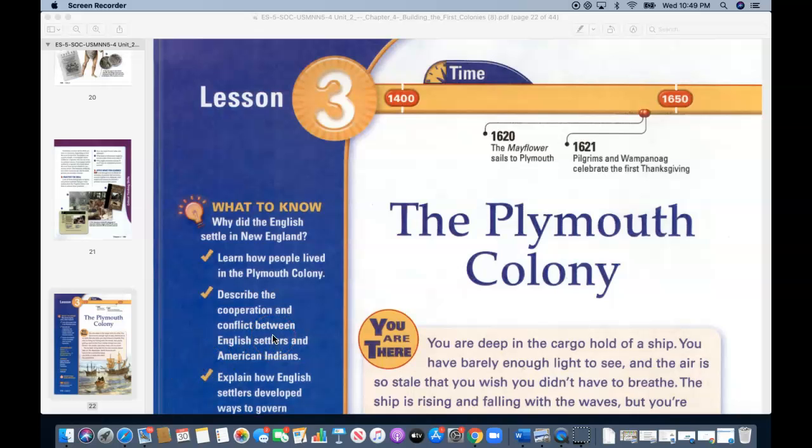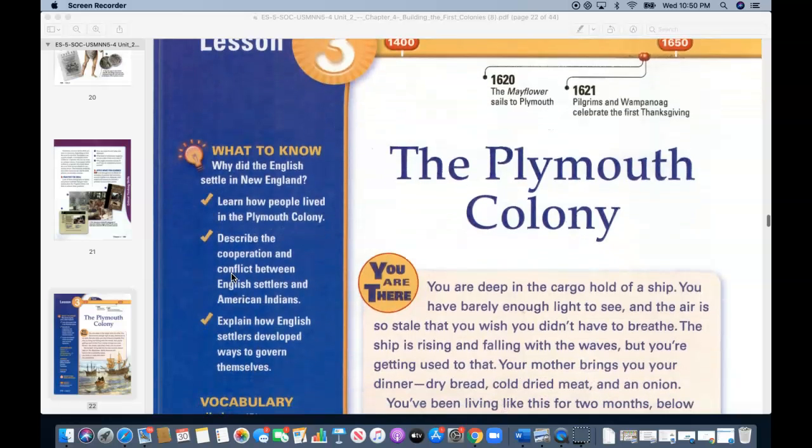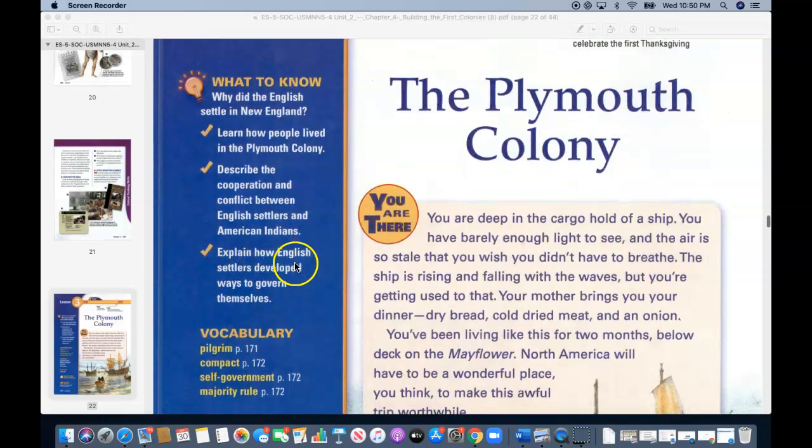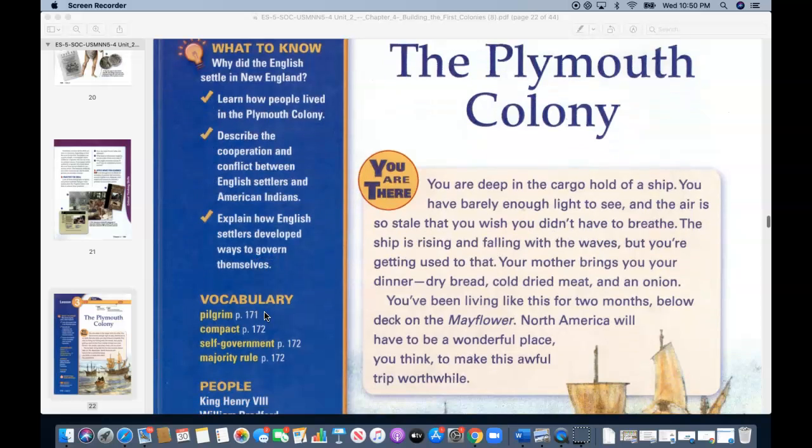Chapter 4, Lesson 3, The Plymouth Colony. What to know. Why did the English settle in New England? Learn how people lived in the Plymouth Colony. Describe the cooperation and conflict between English settlers and American Indians. Explain how English settlers developed ways to govern themselves.